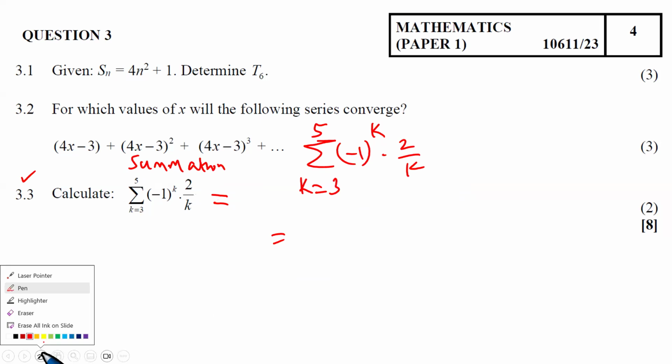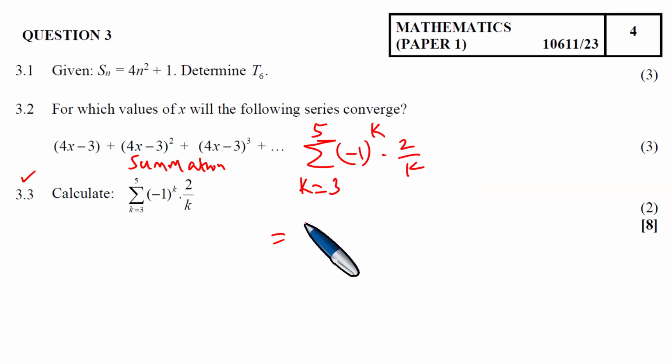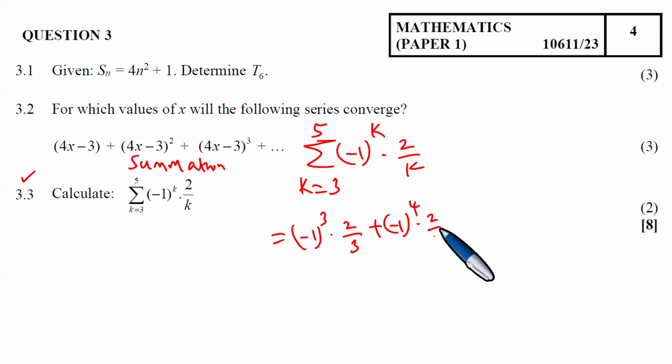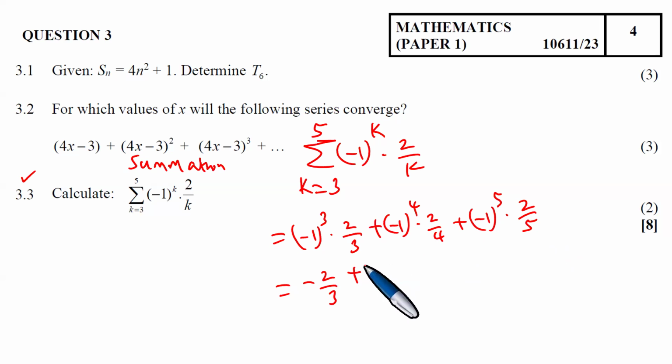And then you're going to substitute everything here. If you put k equals 3, then you're going to have -1 to the power 3, and then 2 out of 3. And then plus -1 to the power 4, 2 out of 4, plus -1 to the power 5, then 2 out of 5. All right, so we have -1 cubed, which is -2 out of 3. Then -1 to the 4th power, which is exactly 1. So we have 2 out of 4 there. But if you raise -1 to an odd number, it's going to be minus. So it's -2 out of 5, and then you add everything here.